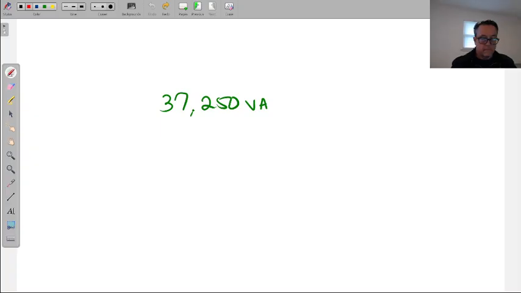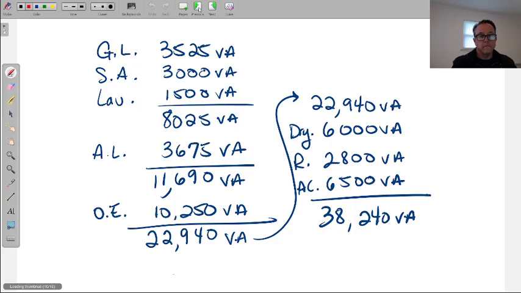So what was it again? It was the total for those four. You multiply by 75%. Yeah, because they're over 500 VA. For four? For four or more. For four or more over 500 VA, we multiply by 75%.